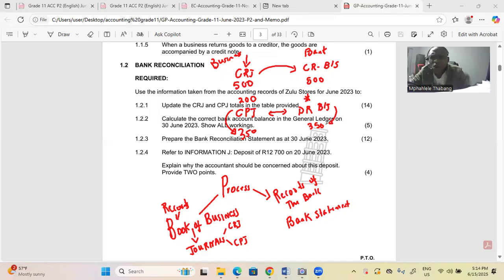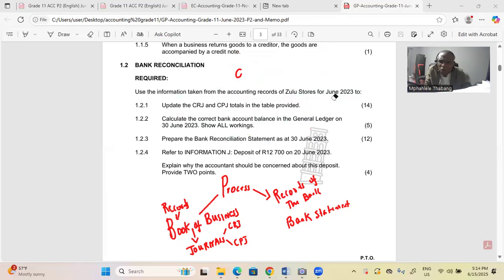Now, we will question whenever we see an entry in the CPJ but not in the bank statement. We will also question whenever we see an entry in the bank statement and not in the journal. So actually, let me say this. I want to bring this to your attention. Let's say we have an entry which appears in the bank statement, but not in the journal.